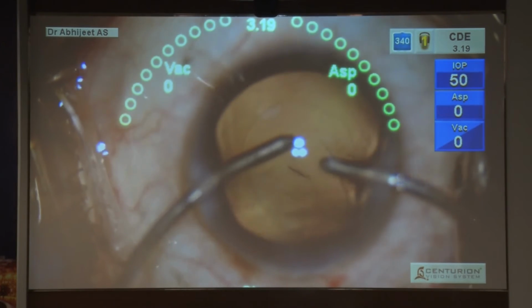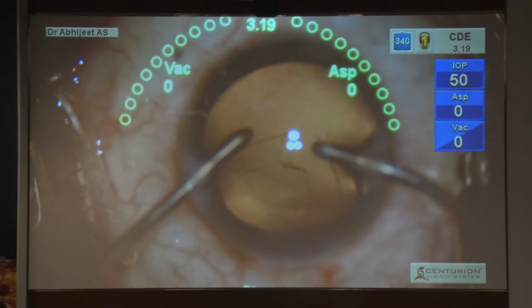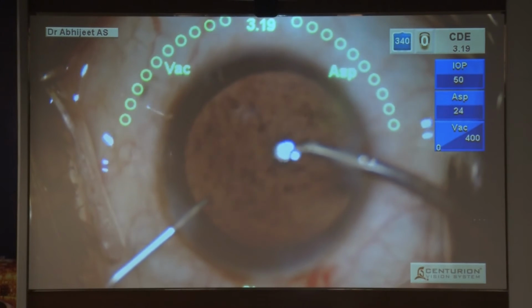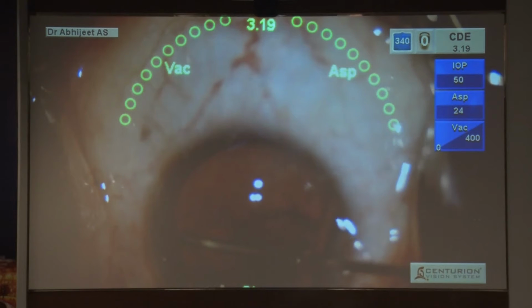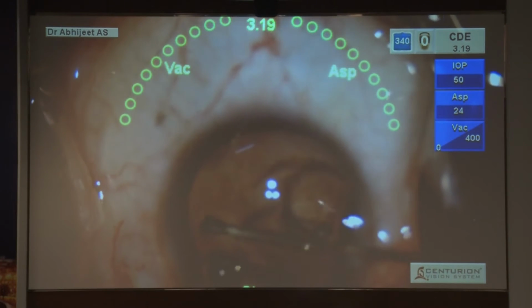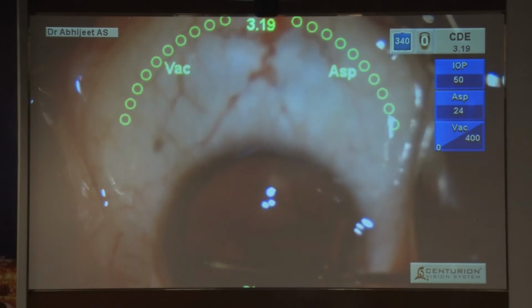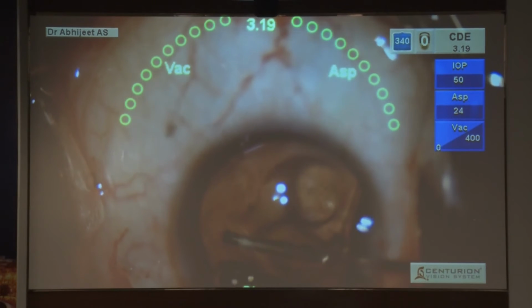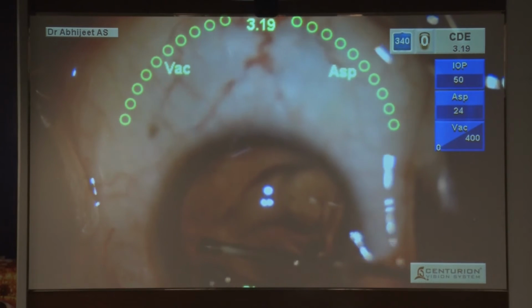Now here I have a big triangular rent. It's like a quadrant gone. Now definitely I'm in a soup and I have a toric IOL to put. I'm trying to do a PCCC. It's going in the periphery. So now I am not doing this.